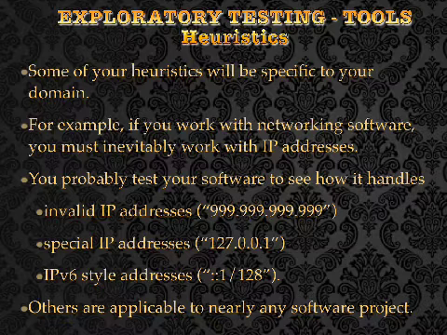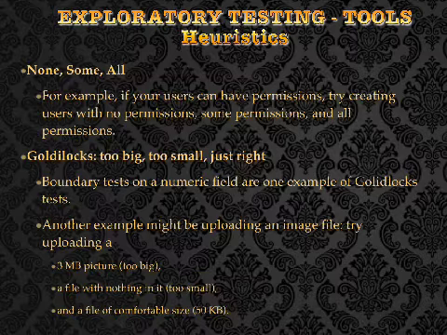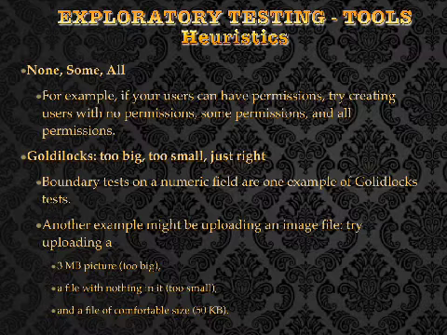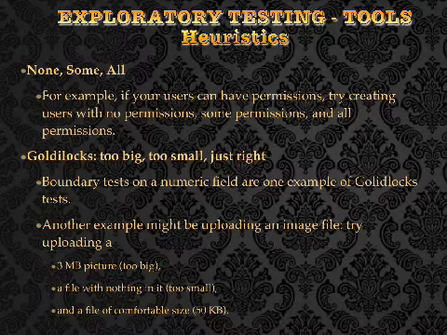The first one is called the none, some, all principle. For example, if you have users with a lot of permissions, you can create users with no permissions, you can create some users with some permissions, and you can create one user granting all permissions. Then you try checking your features in the software and how they work for each of these three types of users: the user with no permission, the user with some permission, and the user with all permissions. You check how your software works for all users.